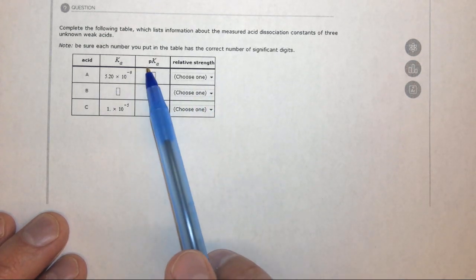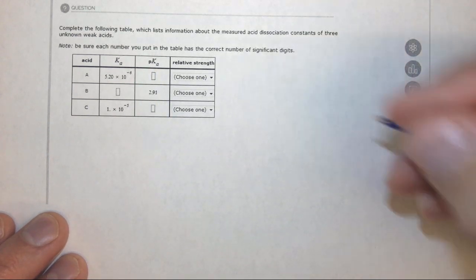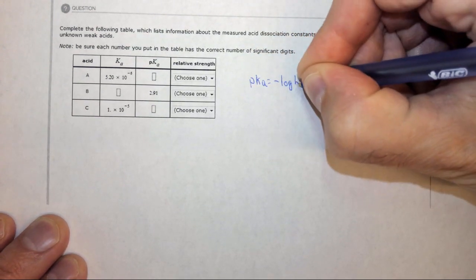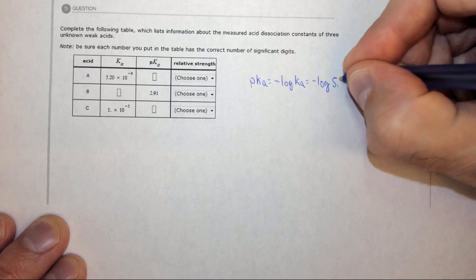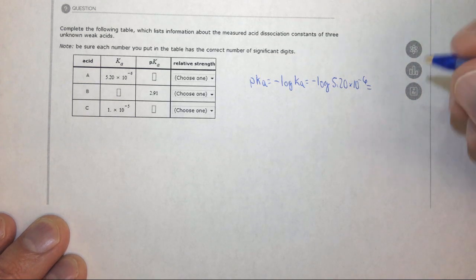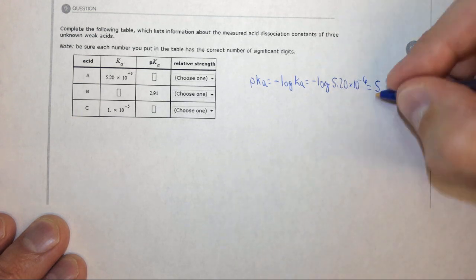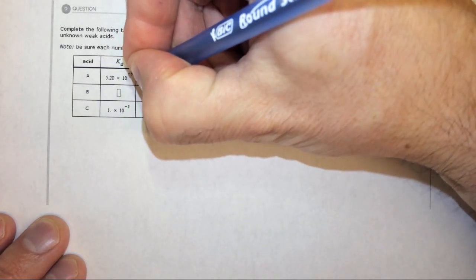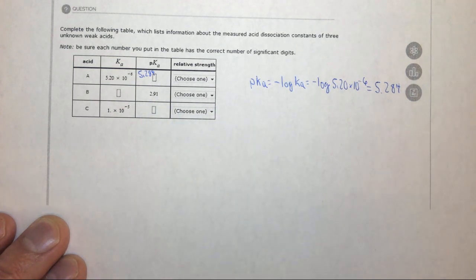So P, if you recall from pH, is the negative log. So we're just going to take the negative log of the Ka to find the pKa. So the pKa equals the negative log of the Ka, which in this case is the negative log of 5.20 times 10 to the minus 6, which is 3 sig figs, which equals 5 point, which is not a sig fig, remember it's a placeholder when you take the log, 284. So those are your 3 sig figs. So this one, the pKa is 5.284.